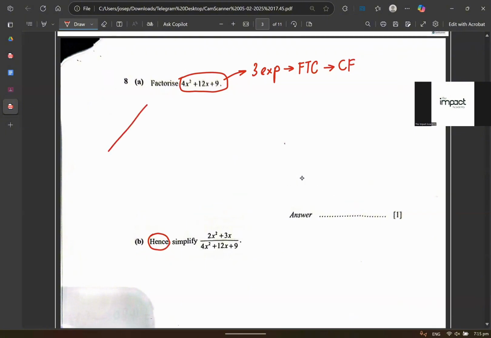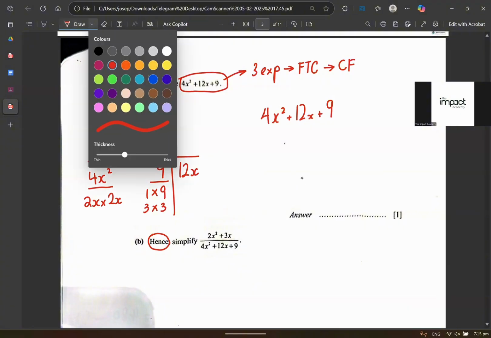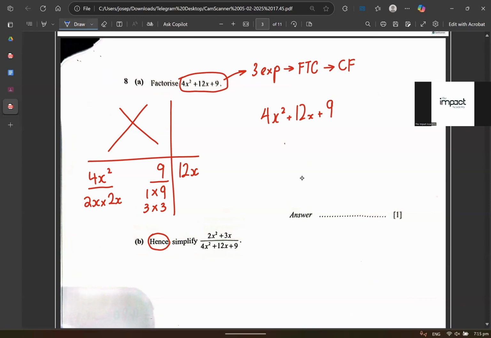Can you understand? Okay, let's do it together. All right, 4x squared plus 12x plus 9. Can I take out what is common? I cannot, right? So that's the reason why I go straight into cross factorization. You understand? Don't memorize, okay? Understand why 12x is towards the end. All right, this becomes 2x times 2x. Agree or disagree? 9 becomes 1 times 9, 3 times 3, and so on. Okay, make some sense out of this. Of course, which one are you going to use first?